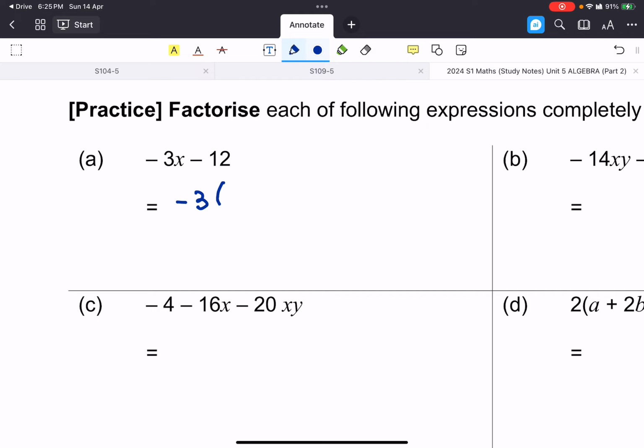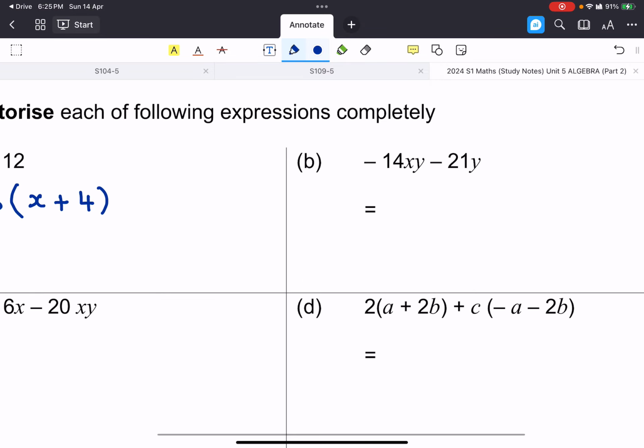And when I extract out negative 3, what remains is actually x plus 4. Take note that the negative gets extracted out of the negative 12. Therefore, it becomes a positive 12, and then when you divide by 3, it gets 4. So be careful of the sign change over here.